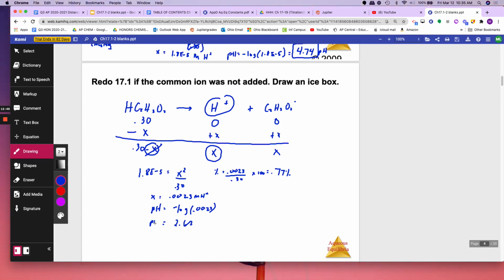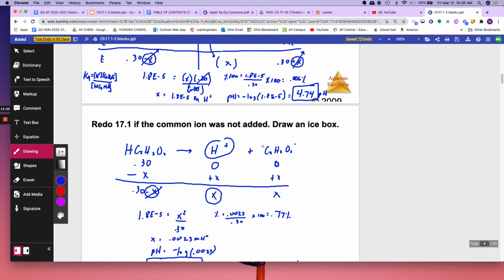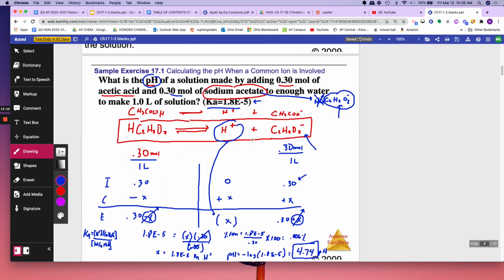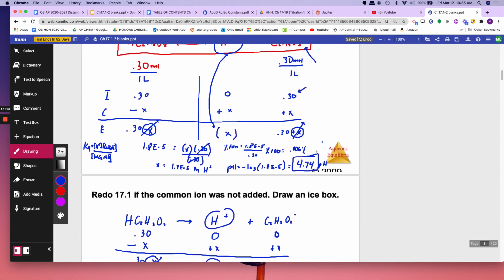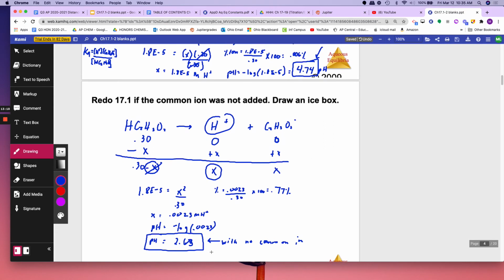Okay, so this is the pH with no common ion. That means you didn't have anything in the beaker, 0 right here. That means it's just water. You put acid in water. The first one we did here, you put acid with a common ion. So which one's more acidic? This is more acidic. So what did the common ion do?